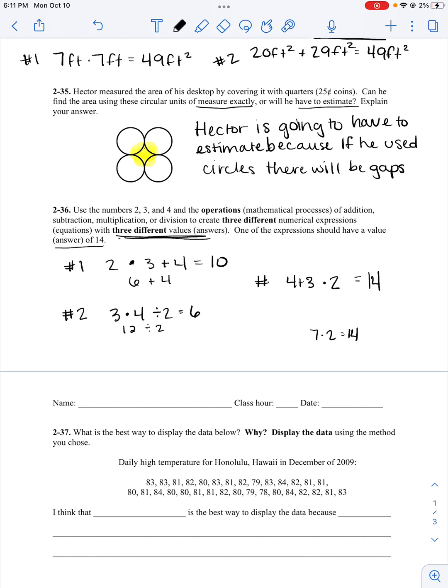Okay, but if I do it this way, I'm going to end up with the same expression as over here, because I have to multiply before I add or subtract. In order to change that, I have to put this 4 plus 3, because I want 7 first. I have to use parentheses.